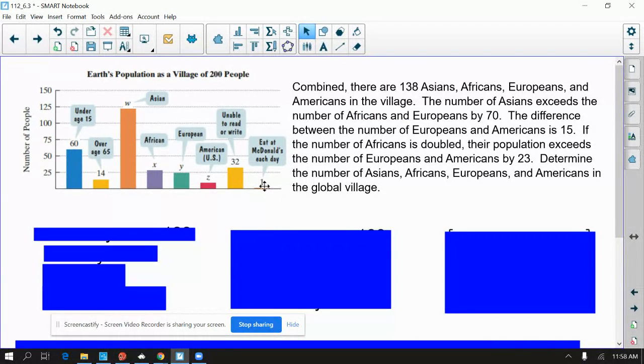All right, so this is an interesting problem. You have the entire world's population reduced to 200 people. If it was just 200 people, what are the proportions of all these people?